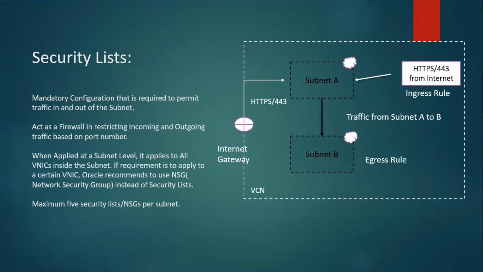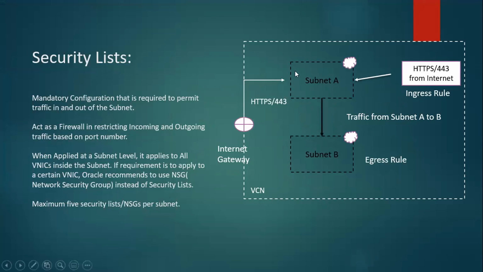As the name suggests, security list basically controls what sort of traffic you want to allow inside your subnet and what sort of traffic you want to allow to go out of your subnet. So in reality, it acts like a firewall restricting that traffic.